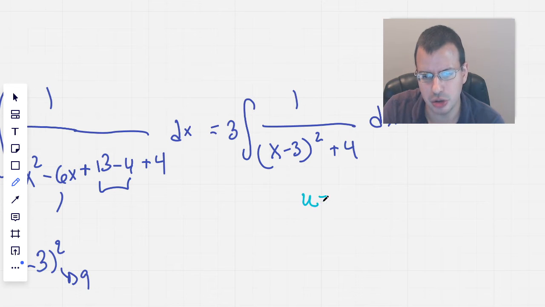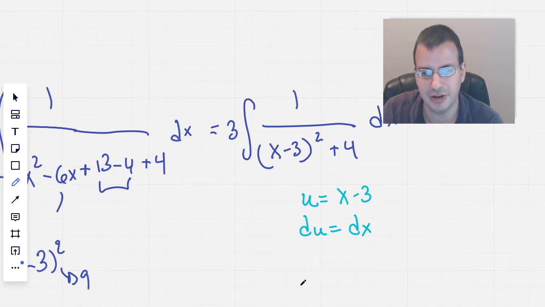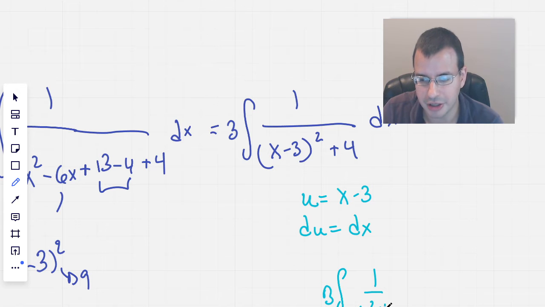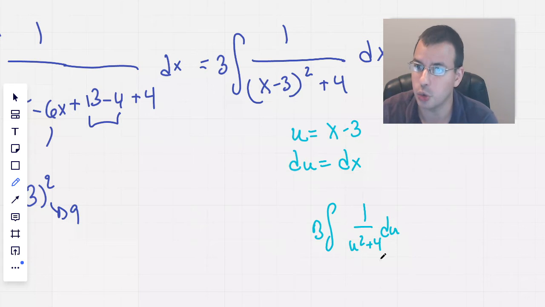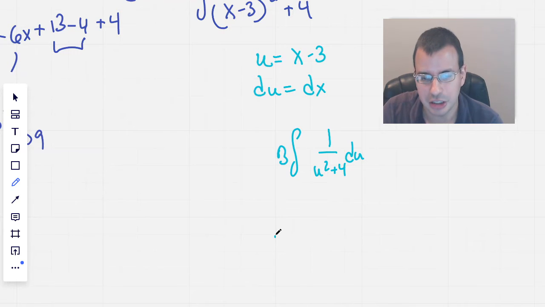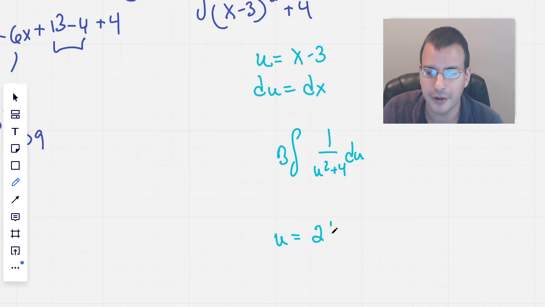So I'm going to say u equals x minus 3, du equals dx, because you take the derivative of that. And so we have 3 times the integral of 1 over u squared plus 4 du. Okay, this is looking a little bit better because we've got a square here and a square there. So it's like this might actually work. So now I'm going to say that u equals 2, which is the square root of 4, tangent of w. And you'll see where this is going, hopefully.